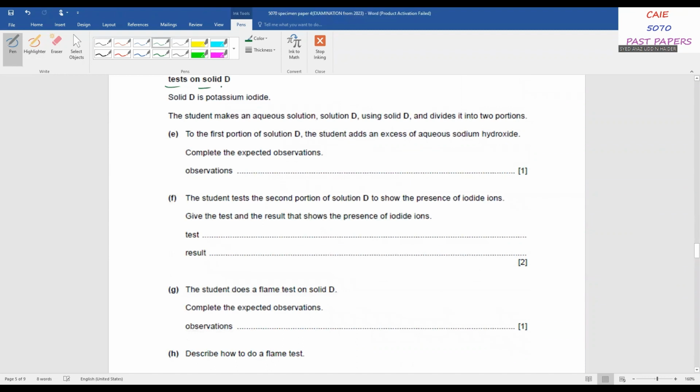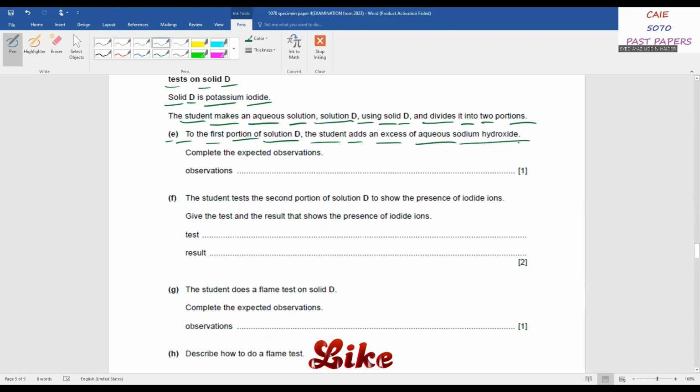Test on solid D. Solid D is potassium iodide. The student makes an aqueous solution D, using solid D, and divides it into two portions. E. To the first portion of the solution D, student adds an excess of aqueous sodium hydroxide. Complete the expected observations. Now they are talking about the observation. We don't have any test for potassium ion in our syllabus, so you write no change or no reaction.